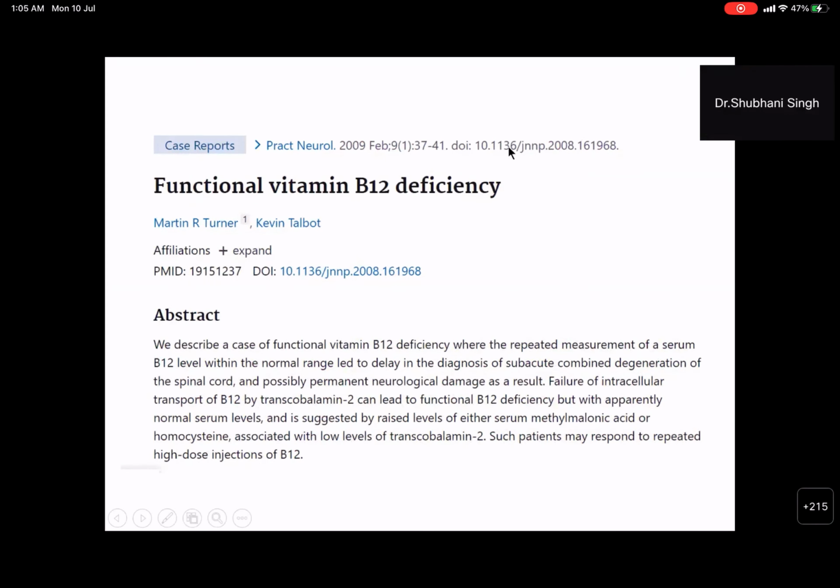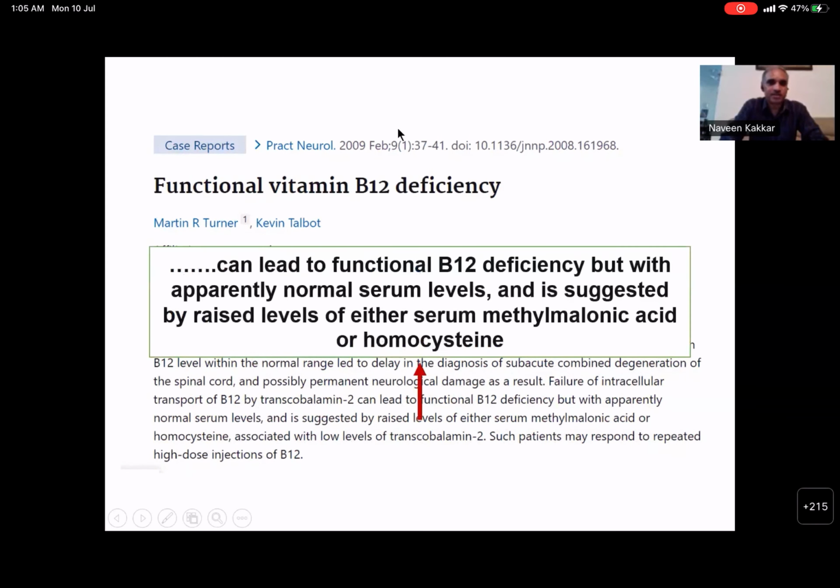Just a comment about functional B12 deficiency. I'll just highlight the key point of this paper. This can lead to functional B12 deficiency, but with apparently normal serum levels. It is suggested by raised levels of methylmalonic acid or homocysteine, other metabolites. So again, we are talking about a B12 deficiency in which your serum levels are normal. So our investigations sometimes fool us. If you have a full panel, you may find a good answer.